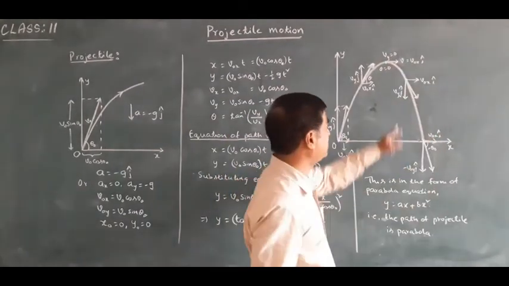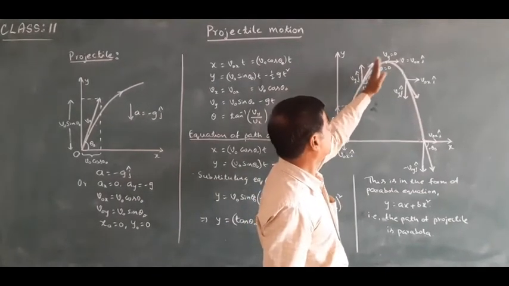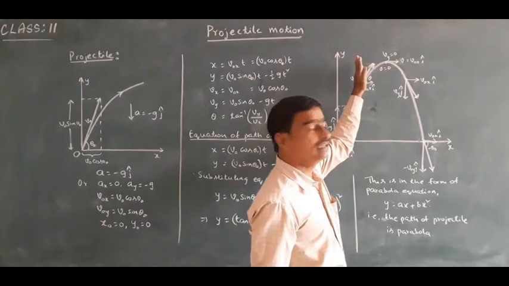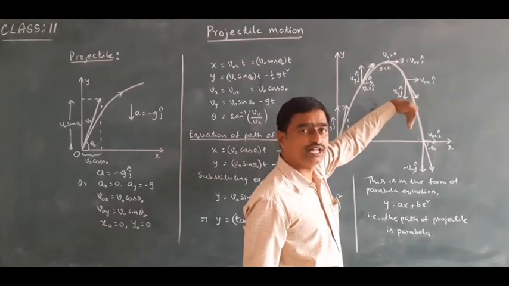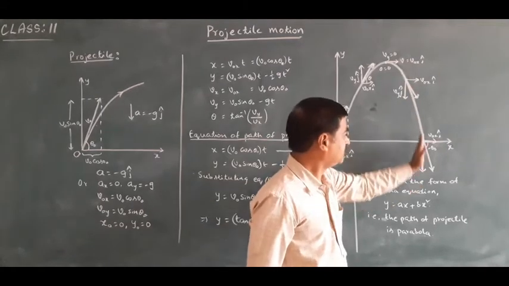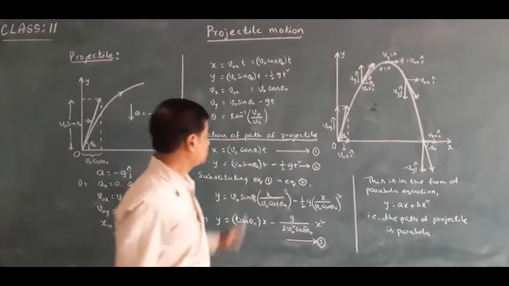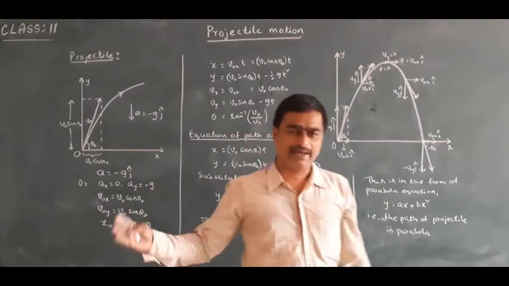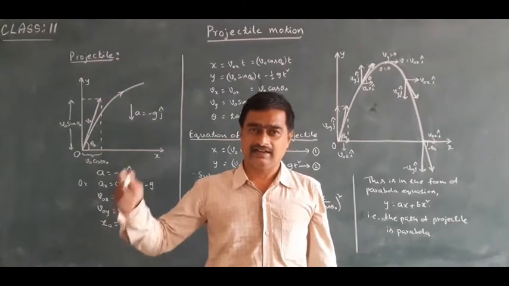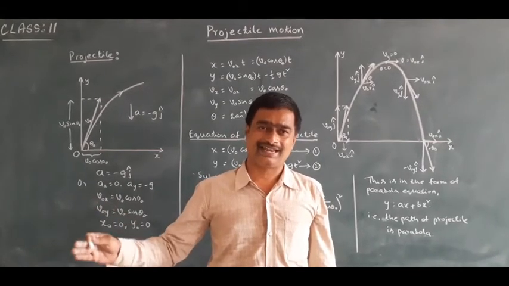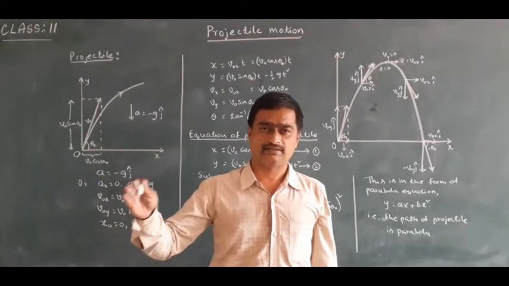While coming down, this vertical component changes its direction. Up to this point it is in the upward direction. From this point it points towards the earth, that is, vertically downwards, okay. Then equation of path of projectile. What is meant by path? It is just the trace or the line followed by the body, okay.